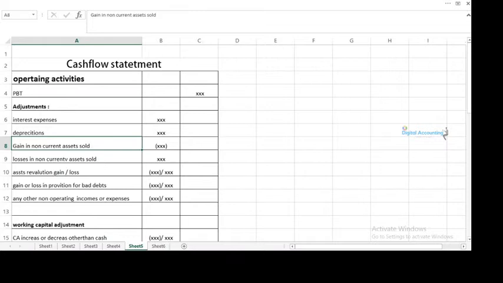Another is the loss on non-current assets sold. That has also been deducted, because it is a loss, a cost, and it has already been deducted from the PBT. So therefore we need to add that back, right?